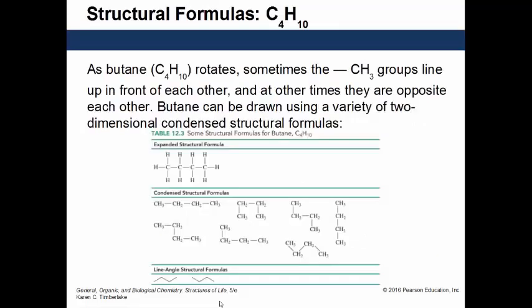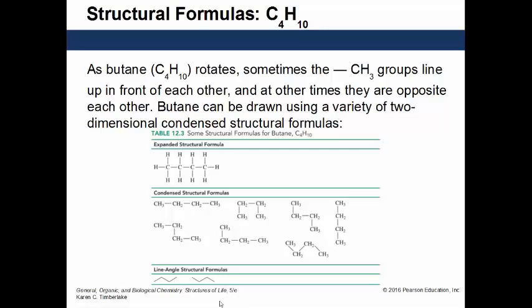Talk about butane next. C4H10 will rotate, but sometimes the CH3 groups line up in front of one another, and sometimes they're going to be on opposite ends of each other. There are multiple ways to write butane. Here is the expanded way to write butane. C4, then H10. Of course, all these lines represent individual bonds.